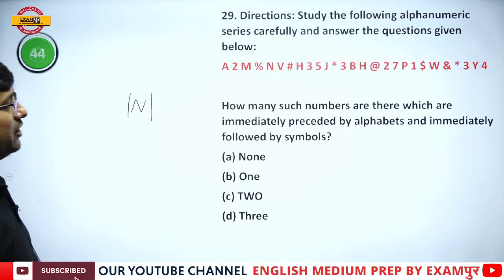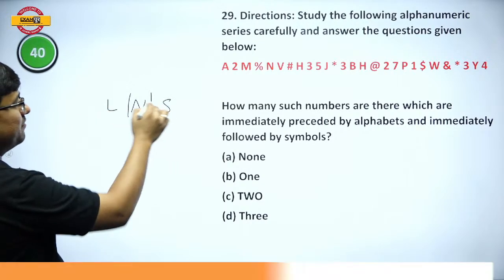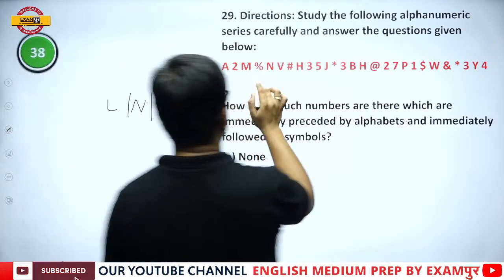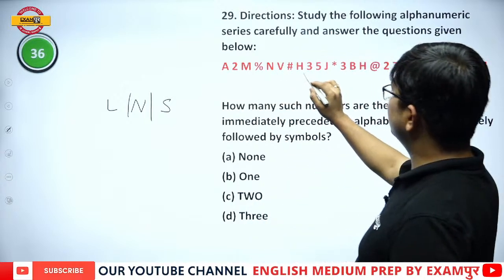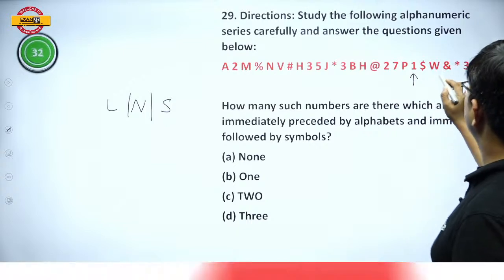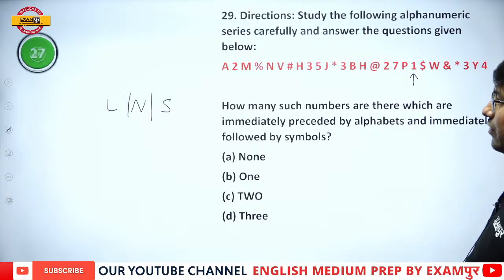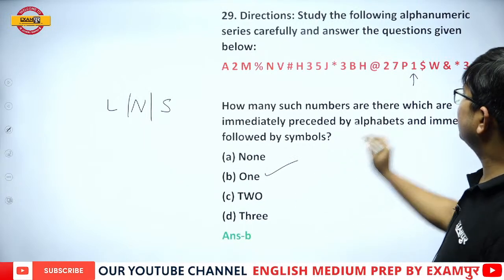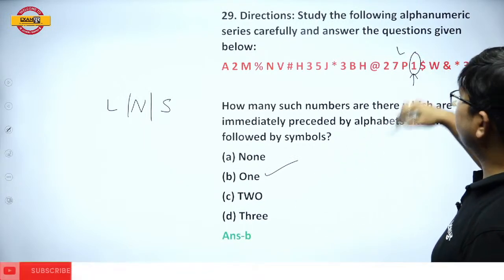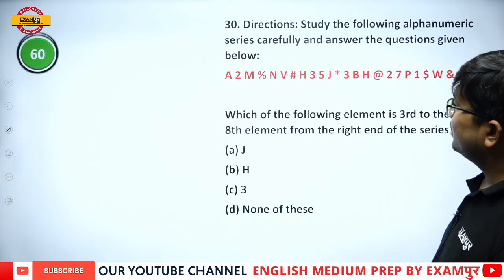How many such numbers are there in the above arrangement, which are immediately preceded by an alphabet and immediately followed by a symbol? So, symbol, number, letter. Okay. Fine, only one, my dear students. Only one such number is there, which is immediately preceded by a letter and immediately followed by a symbol. Option number B, that is 1.